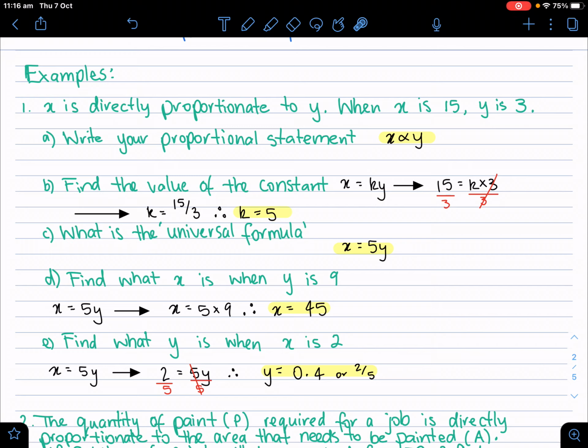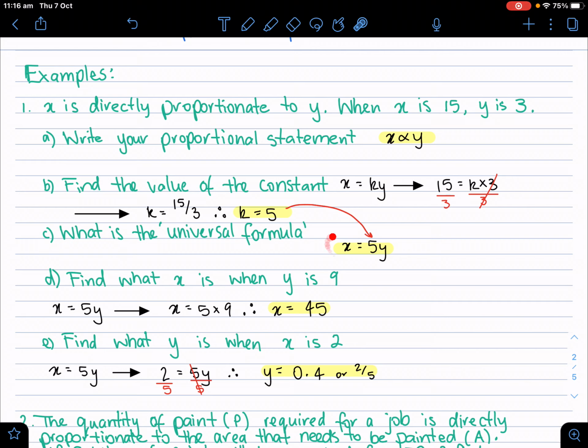The next step after that is to use this value of the constant and write my universal formula. Now that I know k is 5, I can sub that into where k was before. And so x and y are variables, they will change, but k, my constant, will remain the same. So my universal formula is x equals 5y. What do I use this formula for? Well, I use it now to find other unknowns for the same situation. And you'll see that in part D and E. So part D says, find what x is when y is 9.